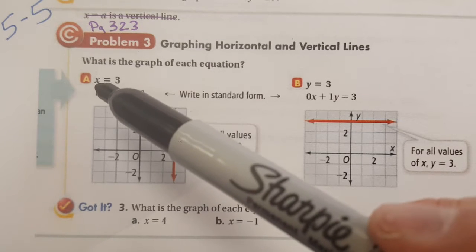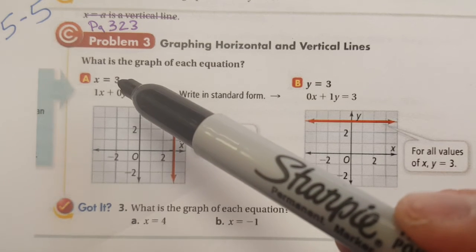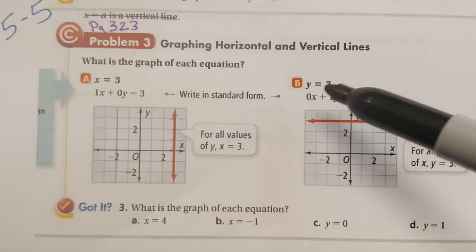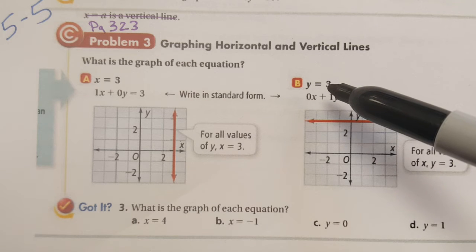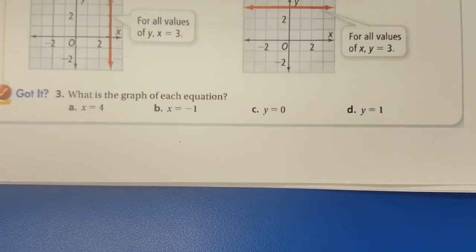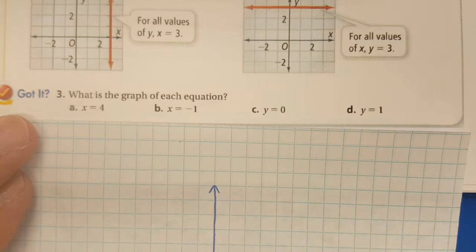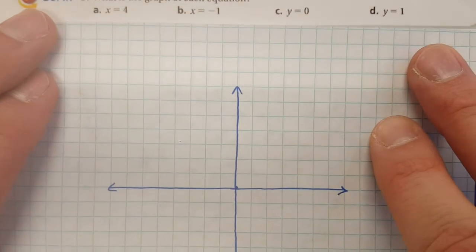slope. But they do have their own equation. X equals a number, always going to be a vertical line through that number. Y equals a number, always going to be a horizontal line through that number. Okay. So I'm going to graph all 4 of these on one graph. I believe on your notes, they each have their own graph, but just for saving space, I'm going to graph all of these on one graph here.